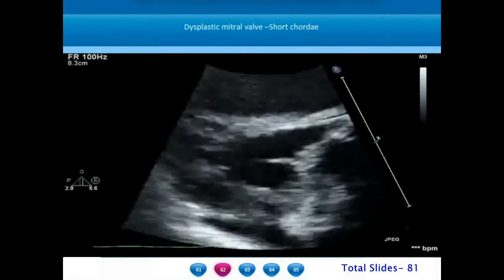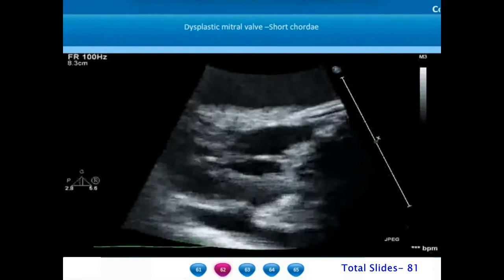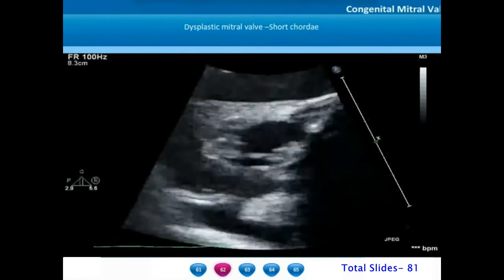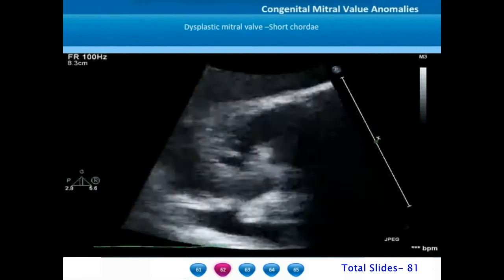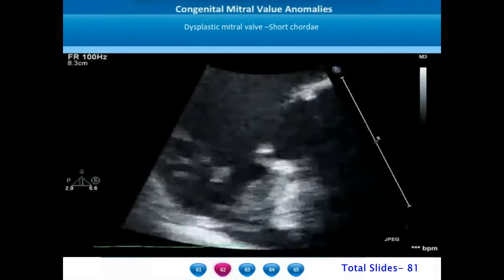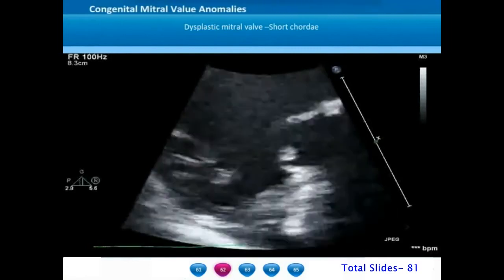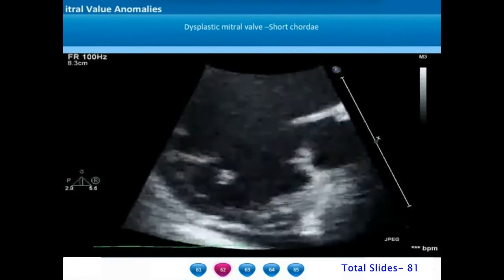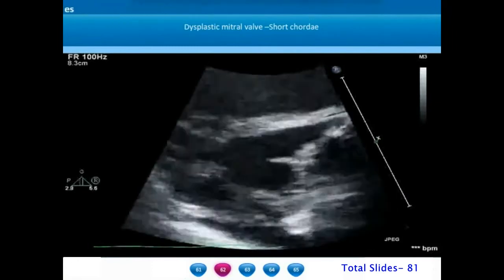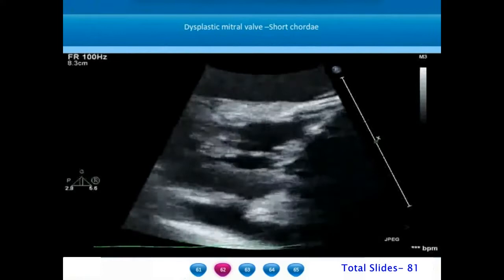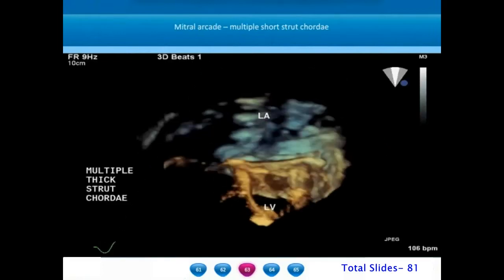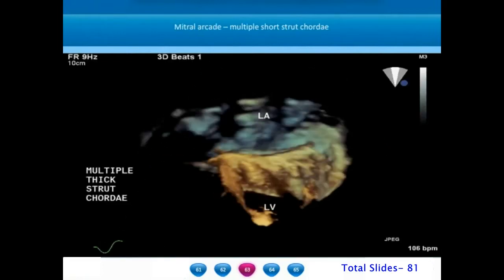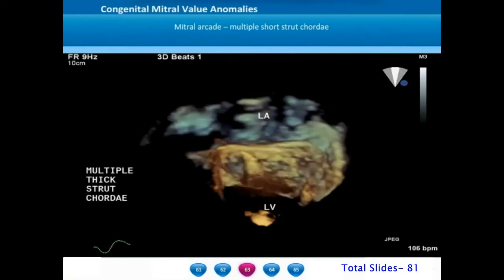On a magnified view of the mitral valve apparatus in parasternal long axis, we can notice these shortened papillary muscles, the shortened chordae, which all get attached to the ventricular surface of both the anterior and posterior mitral leaflets. In mitral valve arcade, all these shortened strut chordae retract the mitral valve leaflets, thereby resulting in mitral incompetence.